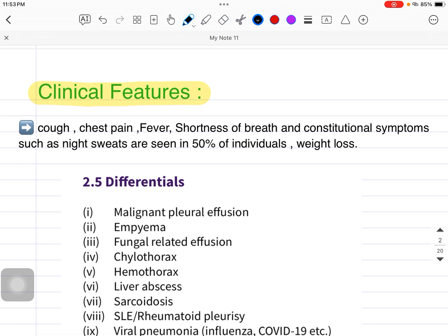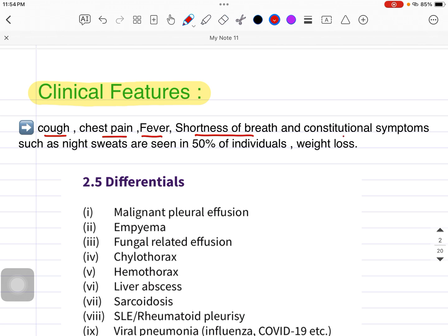Clinical features are very common, just like any other TB. The very common symptom which we generally see in these kinds of patients is coughing. Almost 94% of the patients complain about coughing, followed by chest pain. Around 78% complain about chest pain. Then fever, around 66% complain about fever. And then there could be SOB, shortness of breath.